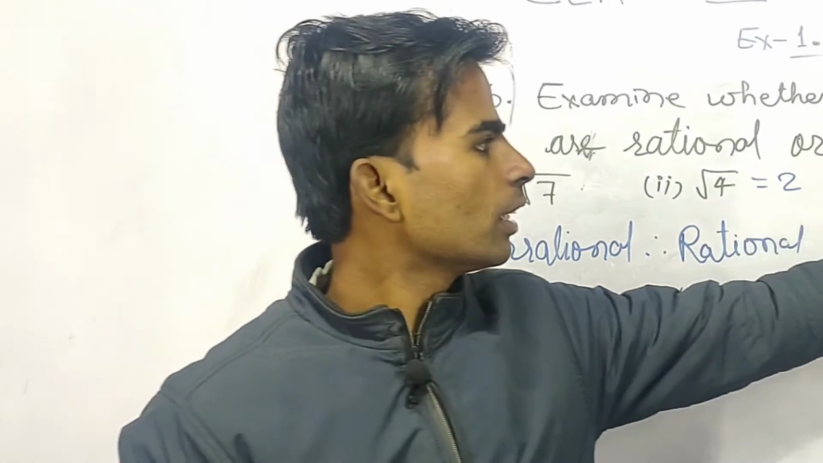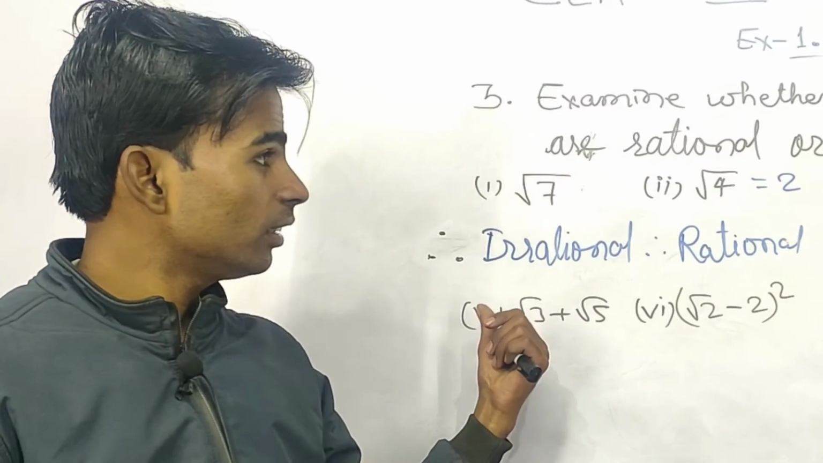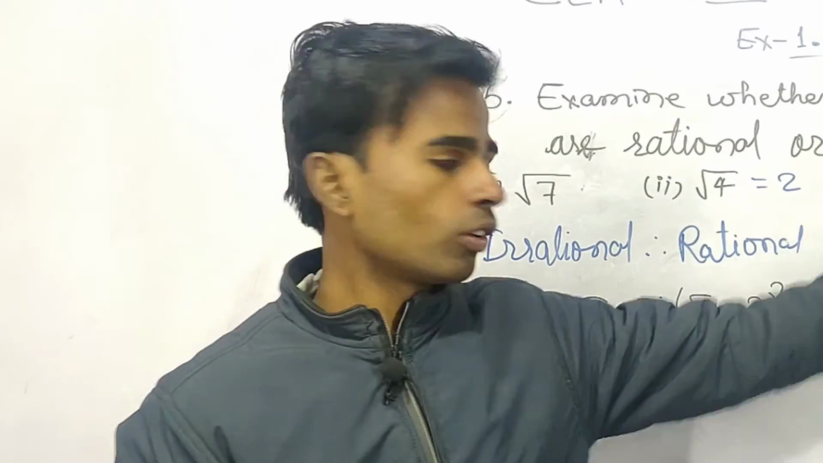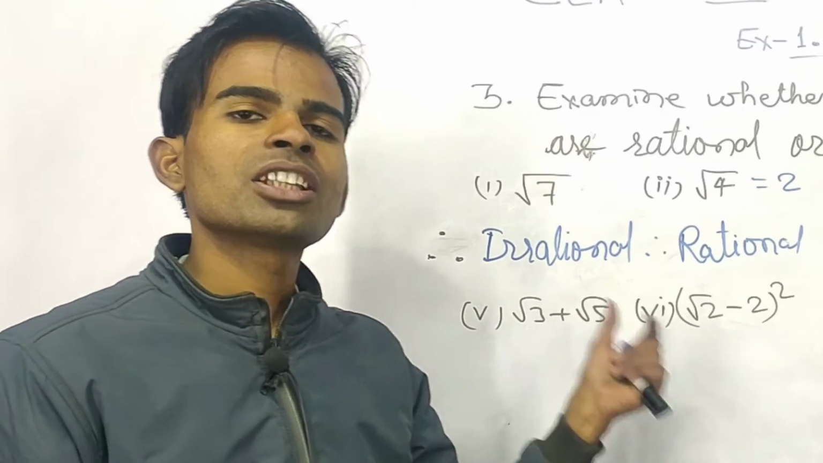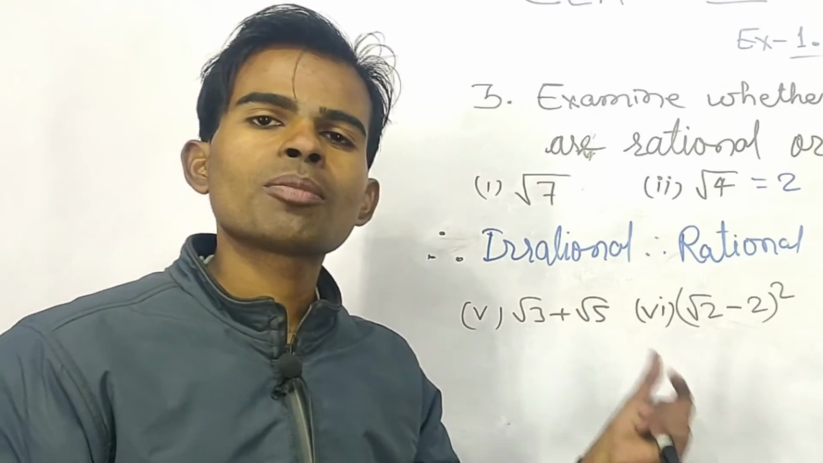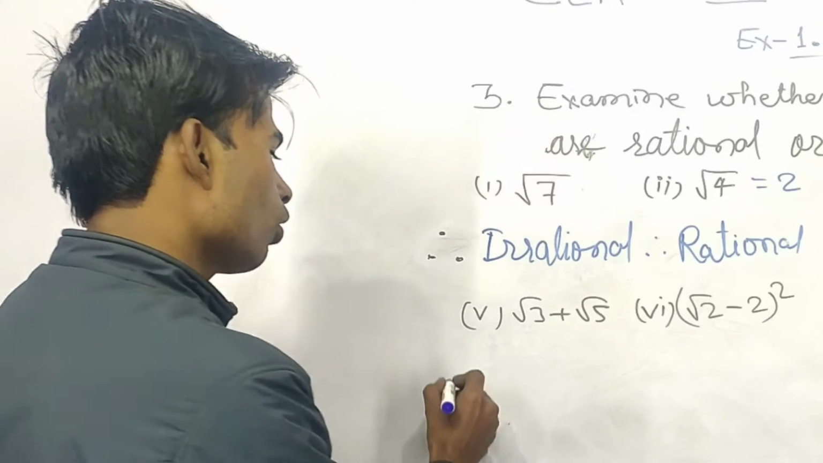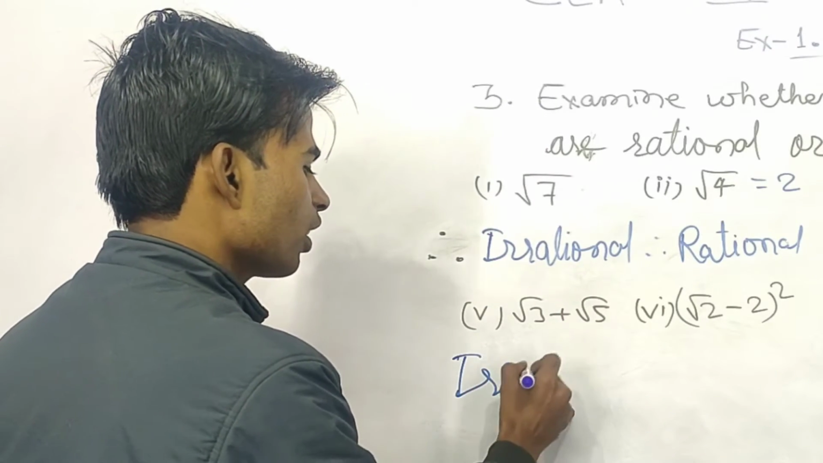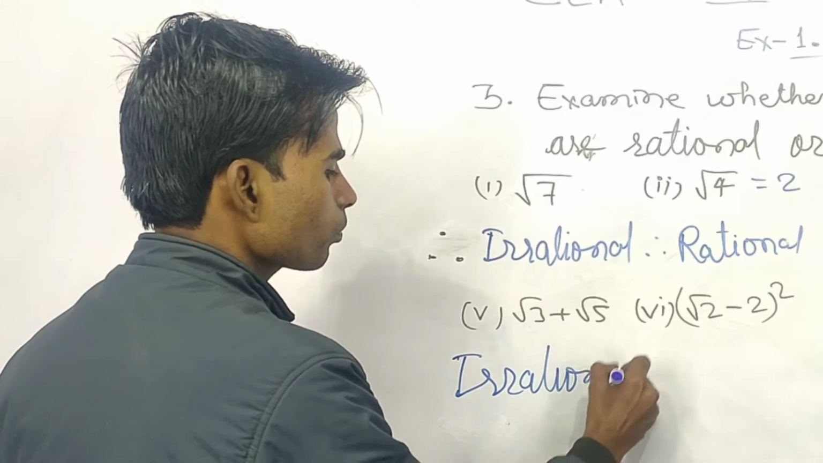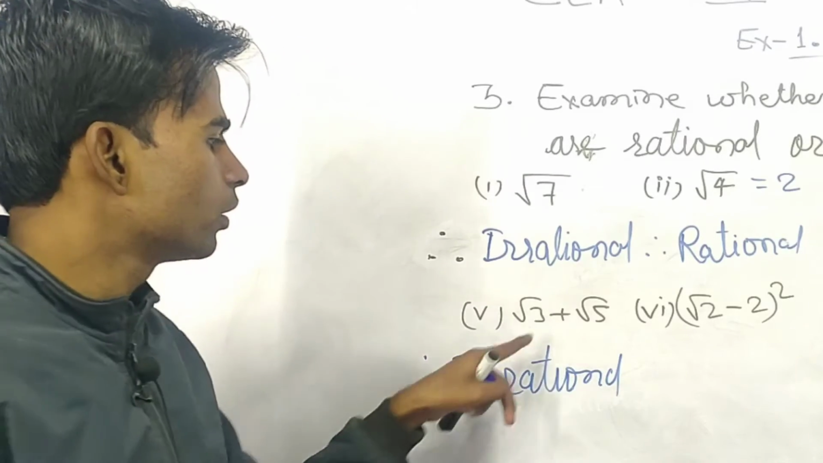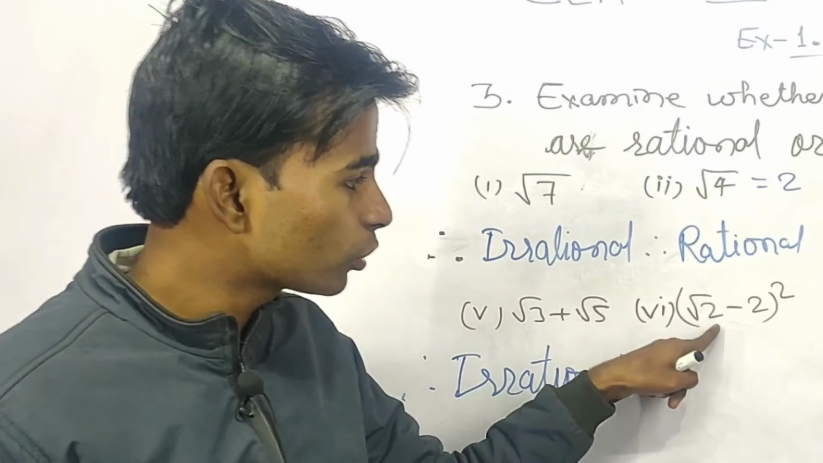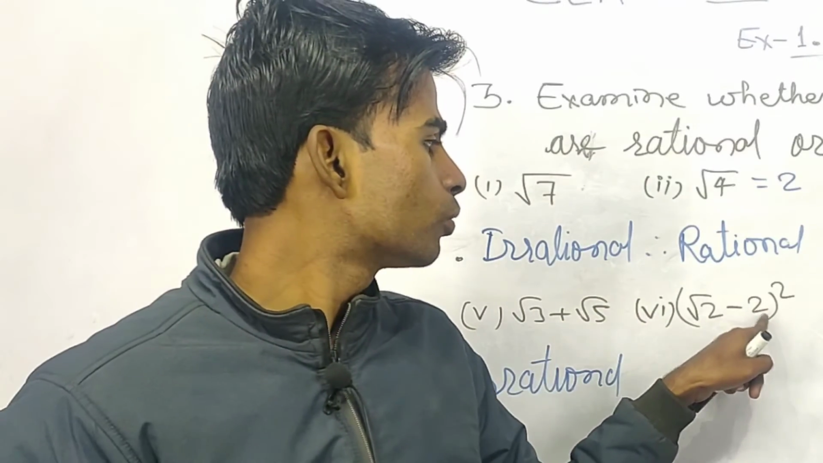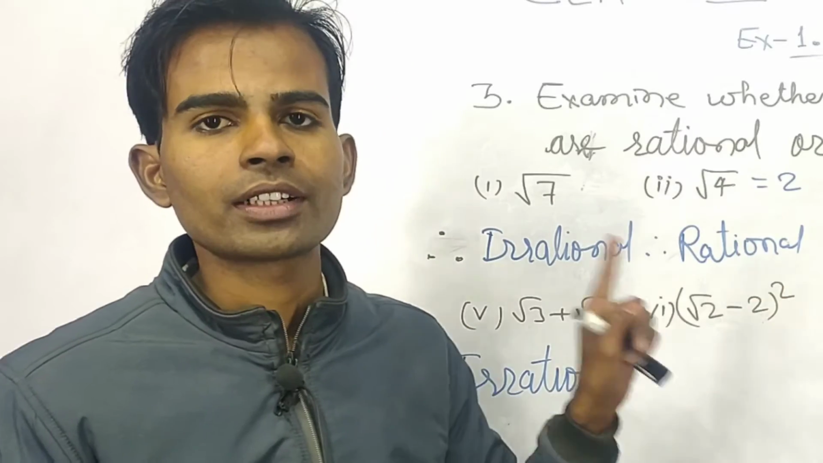Okay, let's go to the next, that is question number 5, root 3 plus root 5. Same here, it is same as question number 4. It is an irrational number. We know that the sum of two irrational numbers is also an irrational number. Root 3 plus root 5 is an irrational number.